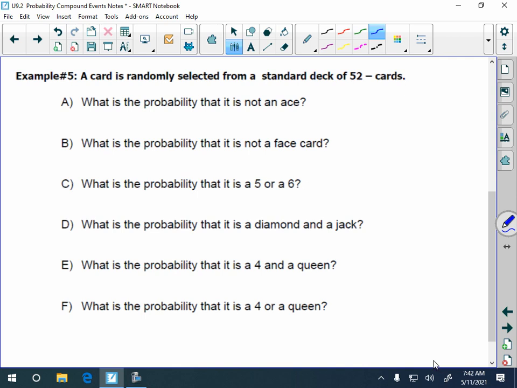All right, and then let's go ahead and answer each of these questions. A card, one single card is randomly selected from a standard deck of 52 cards. What's the probability that it is not an ace? Okay, so again, if we look back at what the picture of all the cards looks like, there's 4 aces, and we don't want those, but any other card will work. So there's going to be 48 that are not aces out of 52. Divide by 4, so 12/13.